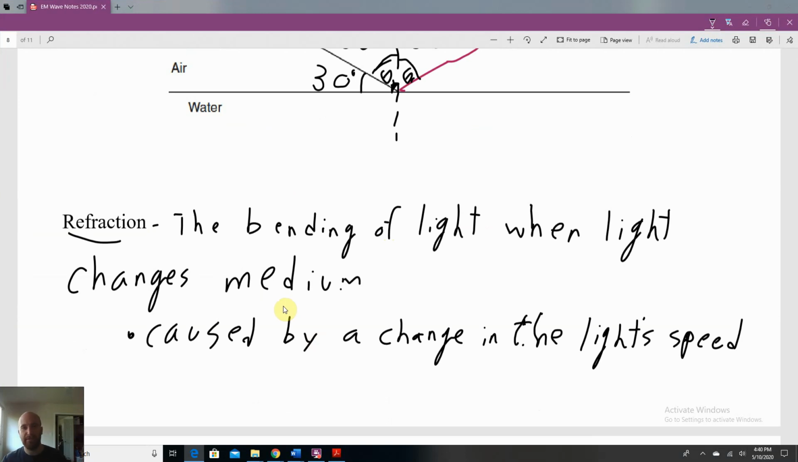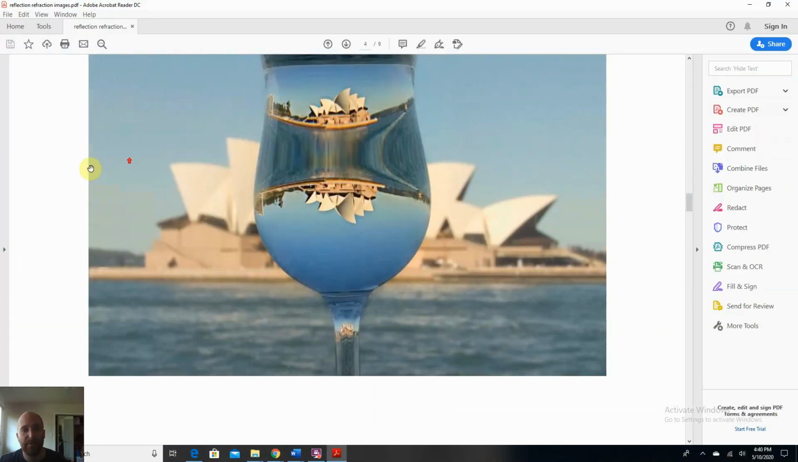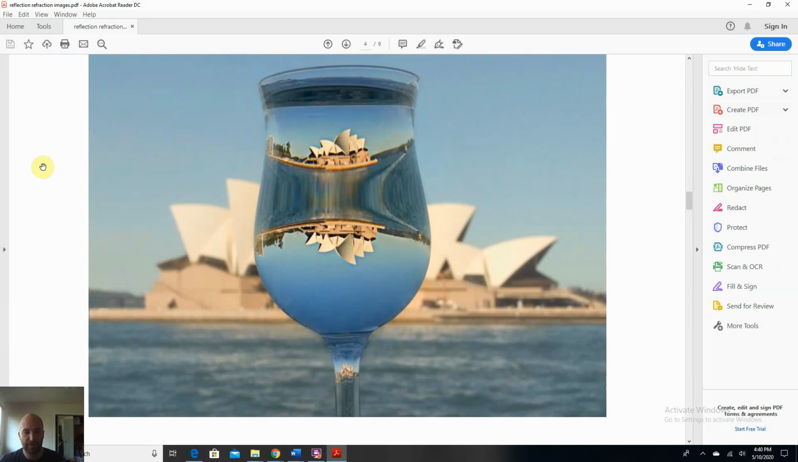because the light that used to make this continuous type of object is very suddenly bent in a different direction. So here are some pictures of refraction causing unusual things to happen. Here we've got a glass of water in front of the Sydney Opera House.